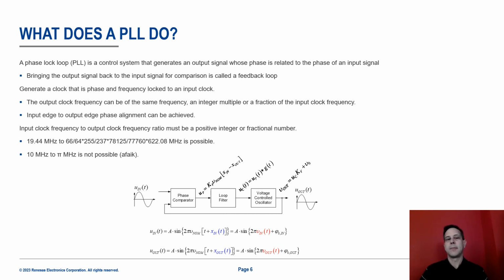And the output clock can be the same frequency, or using some sort of integer or fractional divider on the feedback, you could actually make it an integer or fractional multiple of the input clock frequency itself. Doing this, you will find some sort of edge-to-edge phase relationship achieved at that common ratio.